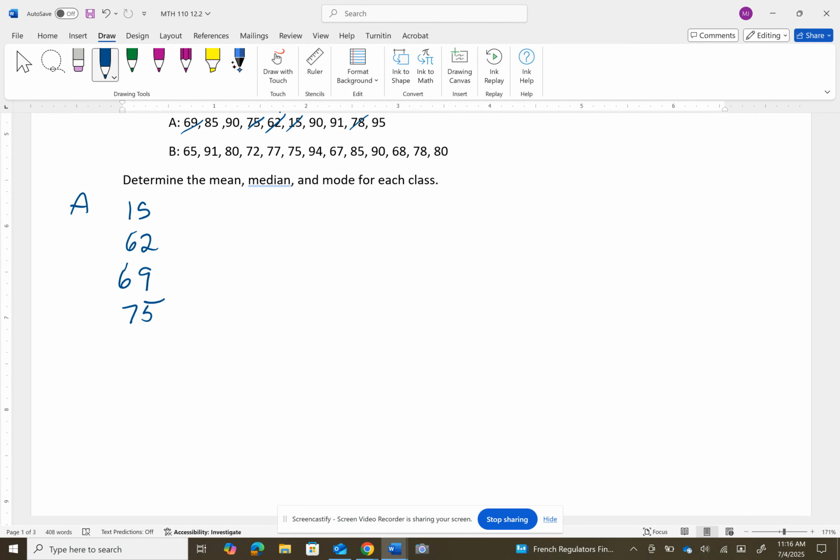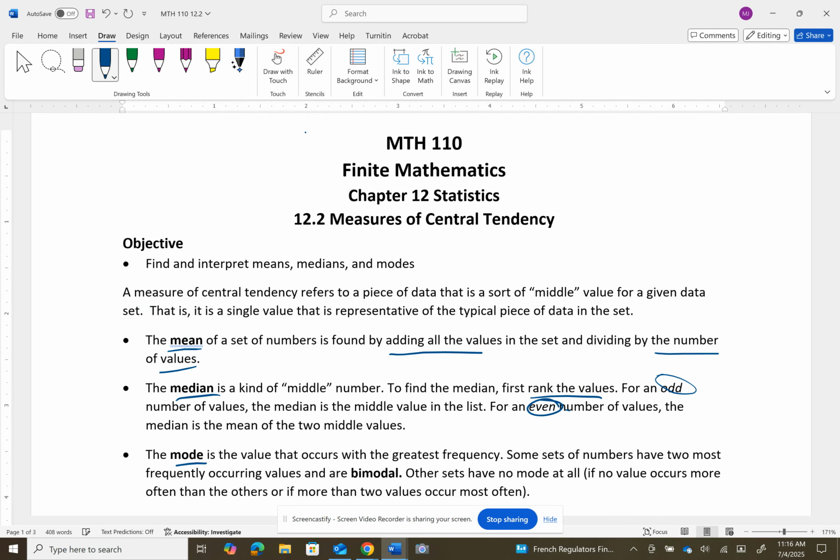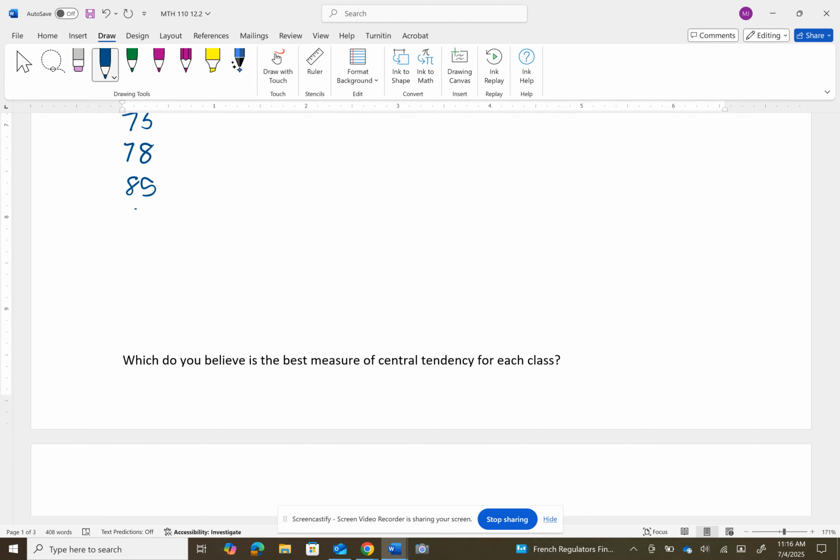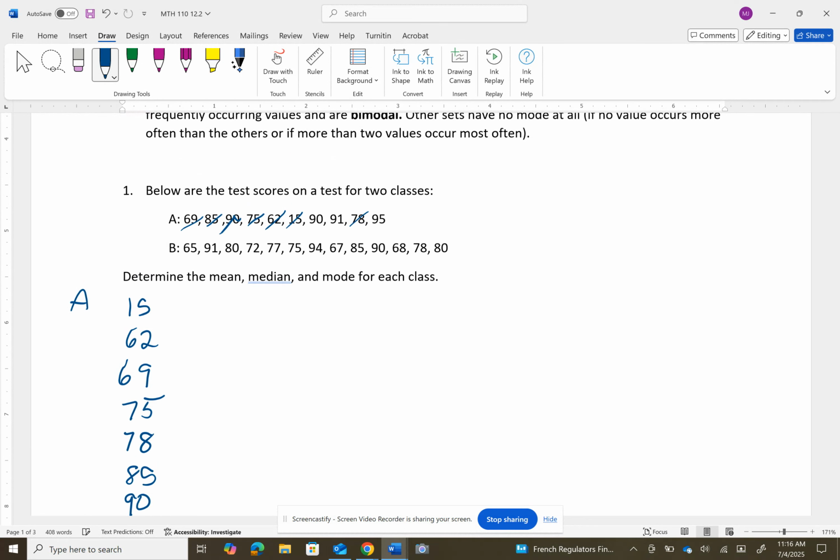$75, $78, then $85. Then I see two 90s, a 91, then there was a 95. Okay. All right, so again, they have to be in order for the median. So might as well go ahead and put them in order. Okay, got that in order.